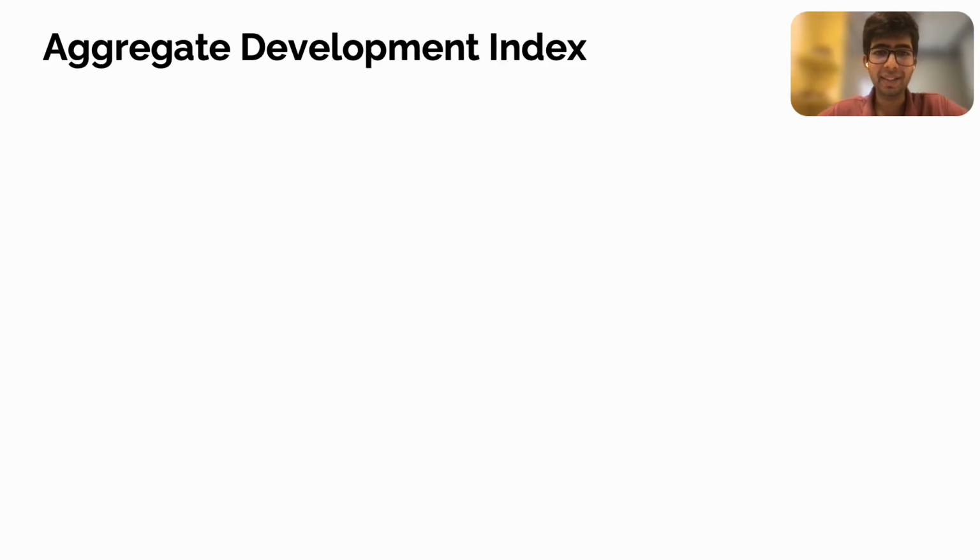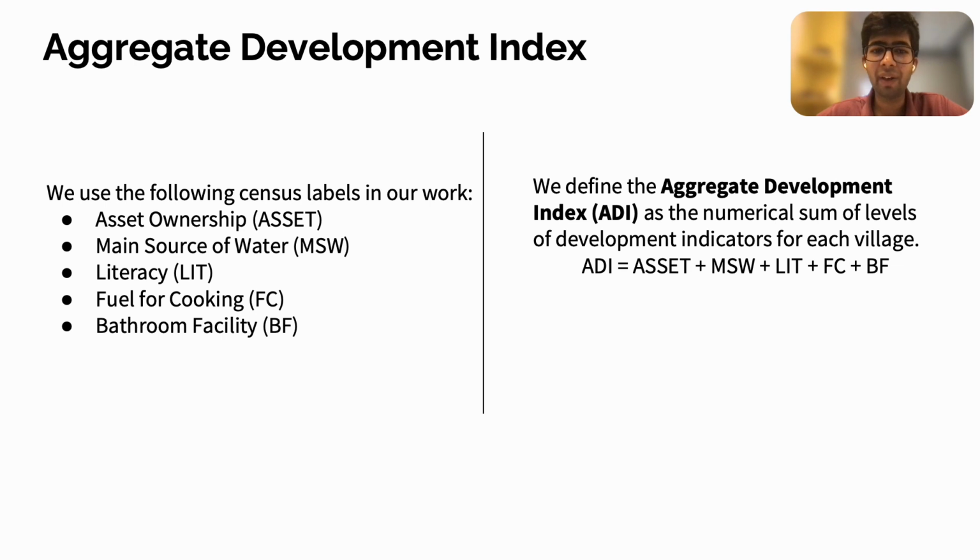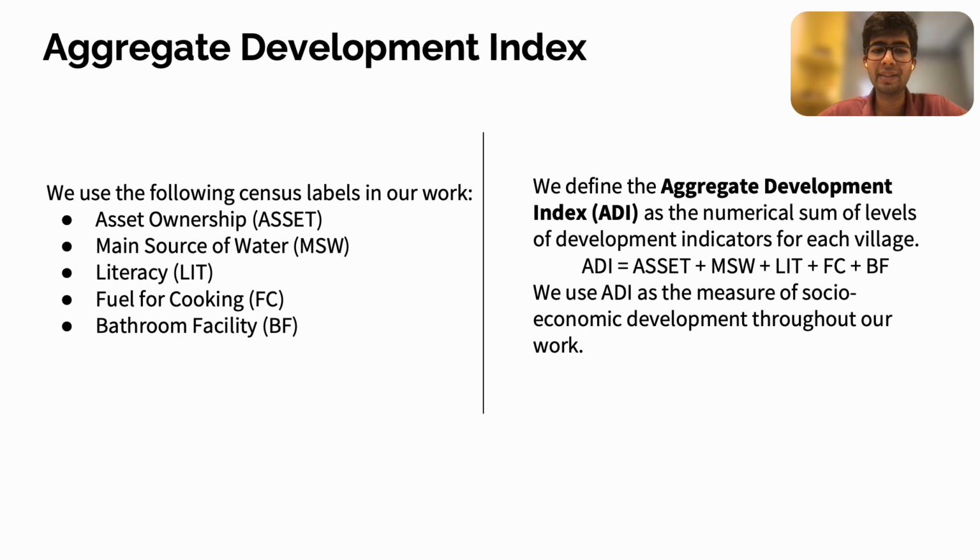We perform the discussed procedure of extracting development indicators for five variables, namely asset ownership, main source of water, literacy, fuel for cooking, and bathroom facility. We also define a composite index called the Aggregate Development Index, or ADI, of a village as the numerical sum of levels of development. We use this index as the measure of socio-economic development of villages throughout our work.